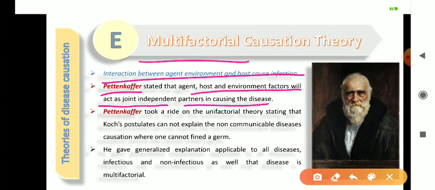Multifactorial means there are many factors, the environment, host and agent, involved in causing the disease. Pettenkofer took a stand against the unifactorial theory, stating that Koch's postulate cannot explain the causation of non-communicable diseases where one cannot find a germ. Here the theorist is criticizing the germ theory. He is saying that Koch's postulate, which says that because of a germ the disease takes place, cannot explain non-communicable disease.